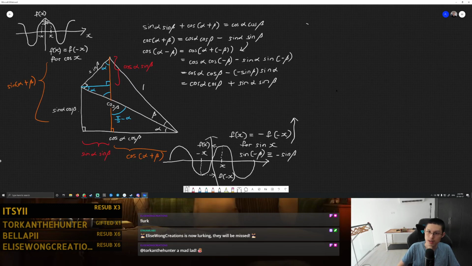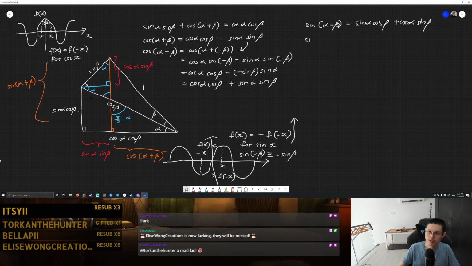So we could say sine alpha plus beta is equal to, alternatively, you could say that this orange thing is actually this red thing plus this white thing. So that's equal to sine alpha cos beta plus cos alpha sine beta. Ta-da! So we've proven the first part.